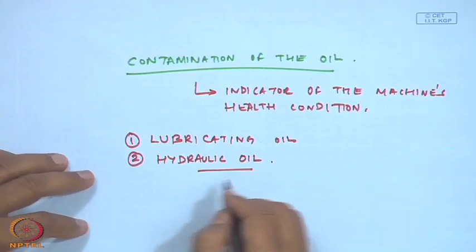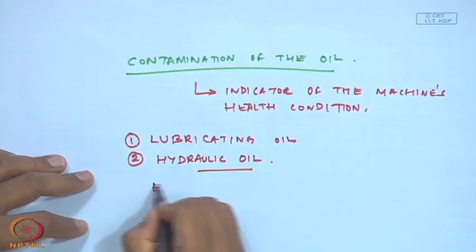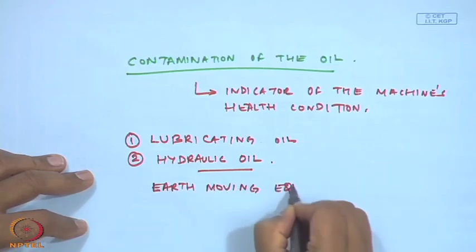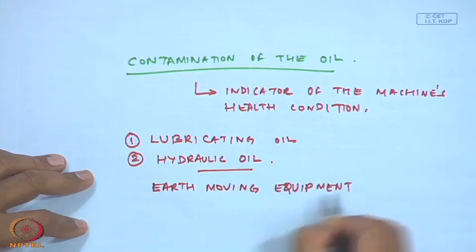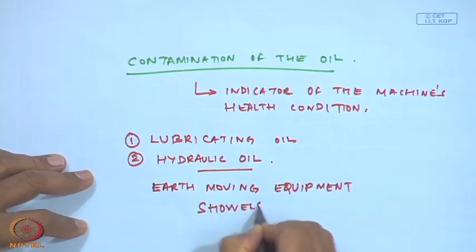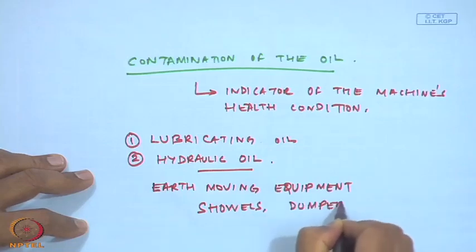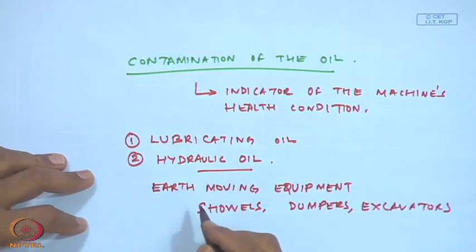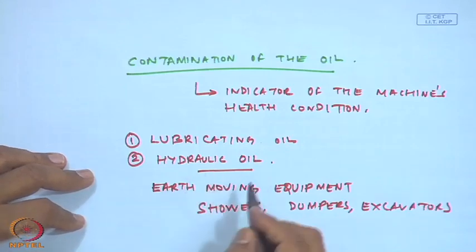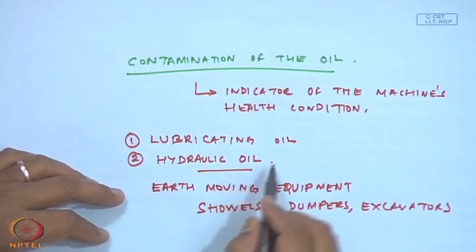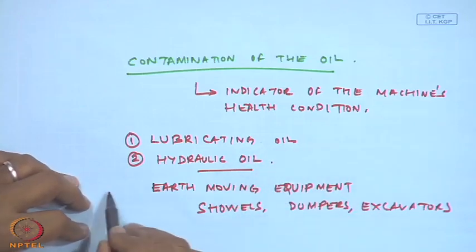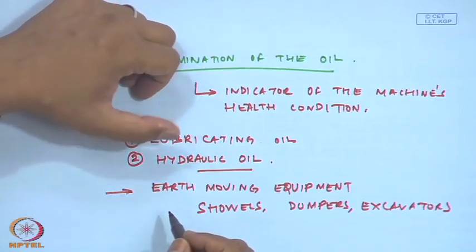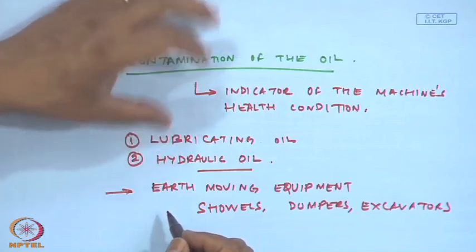There are many operations, particularly the earth moving equipment, when you talk about big shovels, dumpers, excavators, etcetera. They actually use a lot of hydraulic oil for actuating the loading and unloading mechanisms and so on. So, to understand the health of this machine, we may periodically look into the condition of the hydraulic oil and the condition of the lubricating oil.